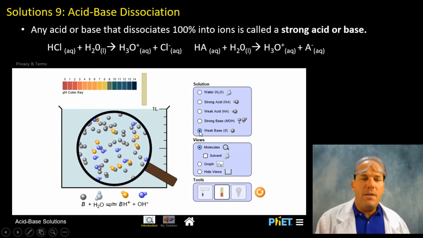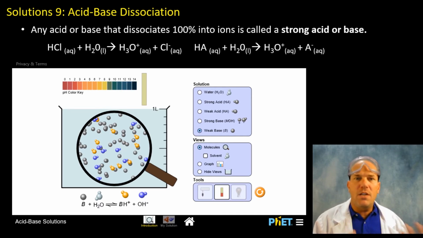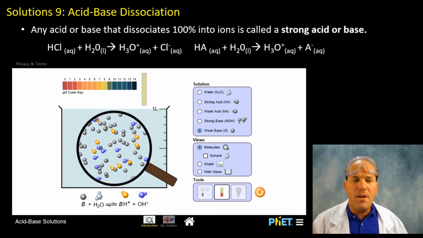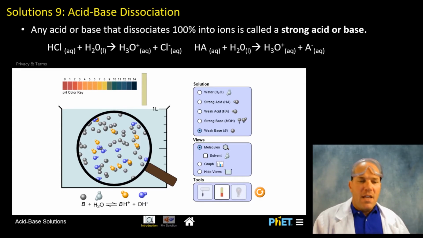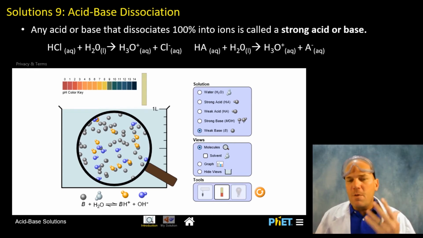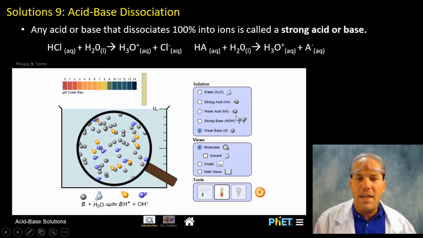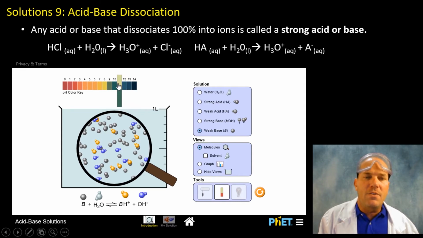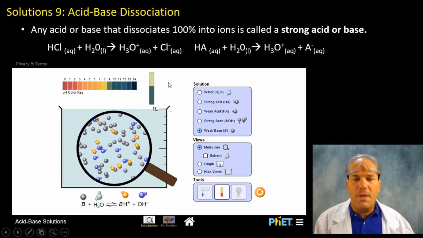Lastly, we can look at a weak base. Look at the dissociation equation, and note the equilibrium arrows pointing both directions. Note the abundance of the weak base. Most of the solution is comprised of the weak base. There are relatively few hydroxide anions, therefore we would predict that this would be a weak base, due to the fact there are not many hydroxides in solution. And indeed it is a weak base, perhaps around 10 or so on the pH scale.